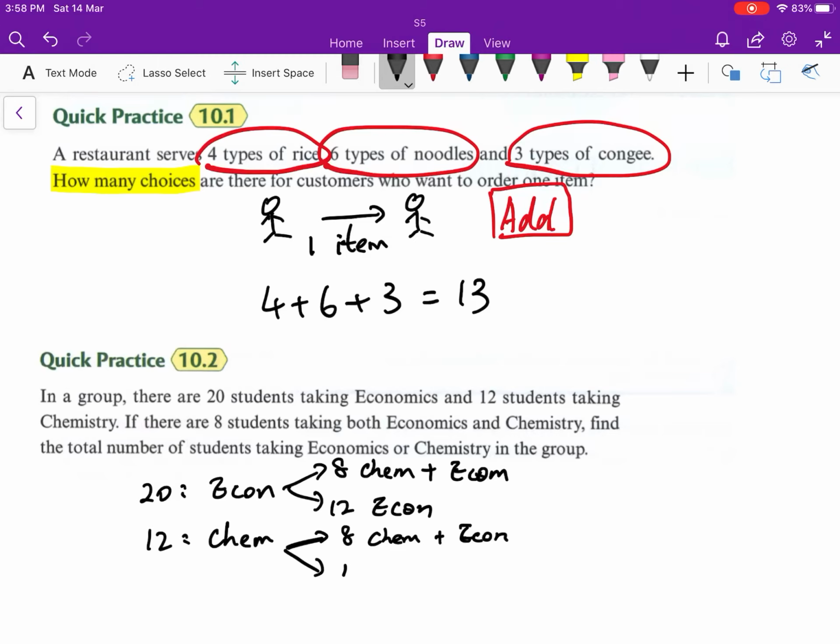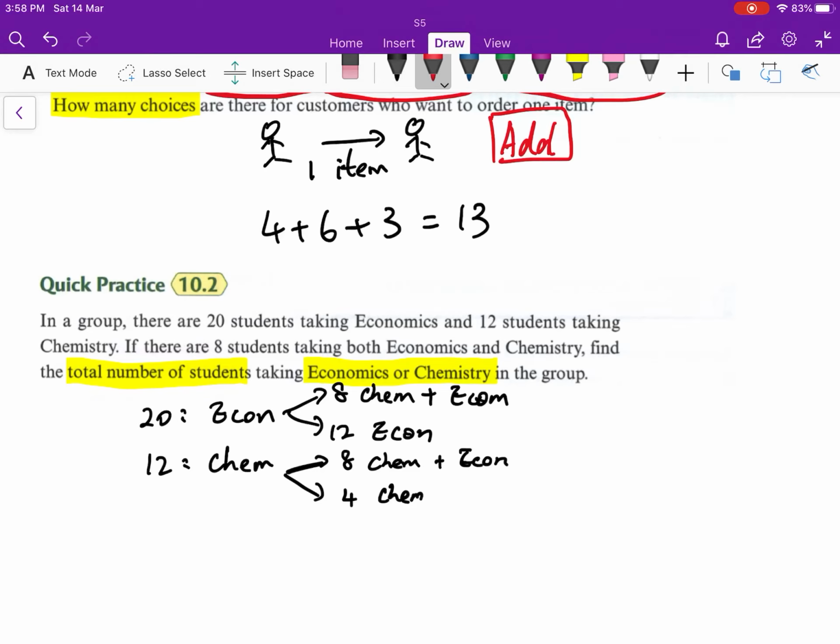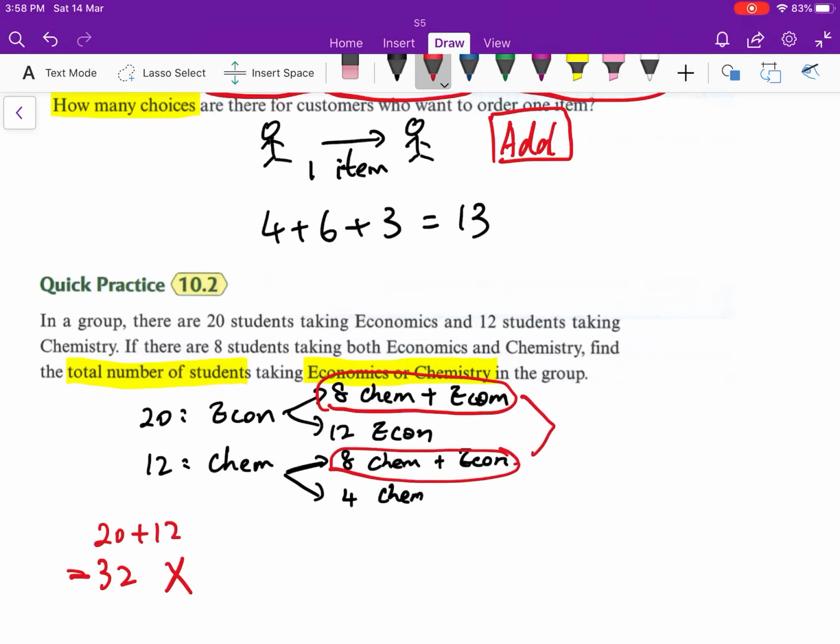Then here also, 8 of them are studying chem and econ, both subjects. Then 12 minus 8, you will have 4. That means only 4 of them have chem as the only elective. Now the question asks you to find the total number of students taking econ or chemistry. Some students may think, oh, total number is 20 plus 12, 32. Sorry, that will be wrong because you double count the students. Those 8 students join the econ class, and they also join the chemistry class. Actually, here there are only 8 students, not 16 students, remember.